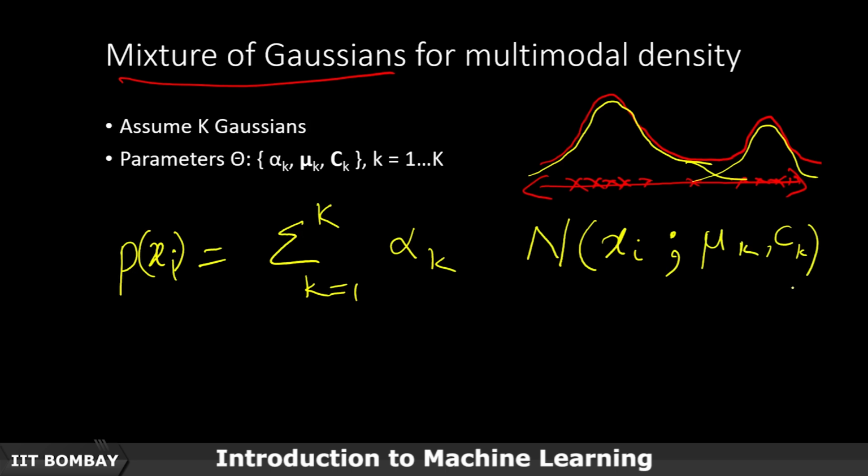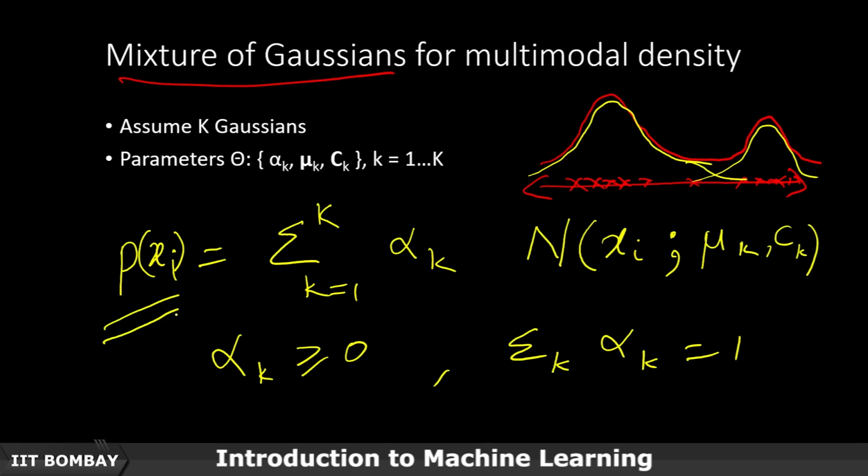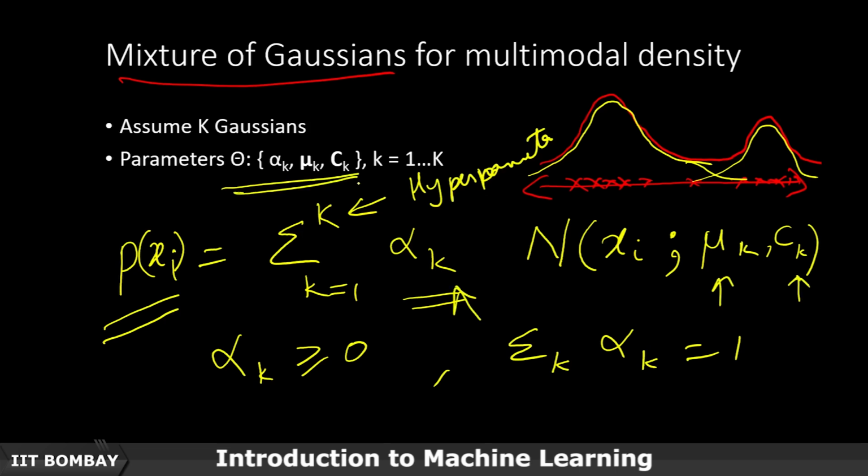alright, and the constraint is that all alpha k are greater than or equal to 0 and the sum over k of alpha k is equal to 1. Because each Gaussian itself integrates to 1, their sum should also integrate to 1, only then is this a probability density function, and for their sum to integrate to 1, we need the weights to be non-negative, and we need them to add up to 1. So what is this K? This K is basically a hyperparameter, and the mu k, the C k and the alpha k are the parameters which we will call theta. Okay, so this is the underlying assumption.